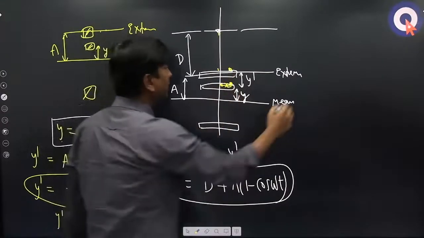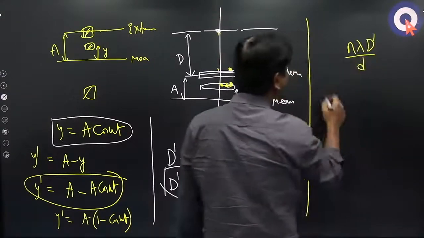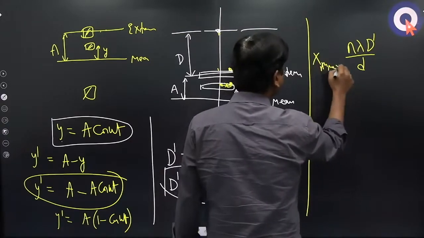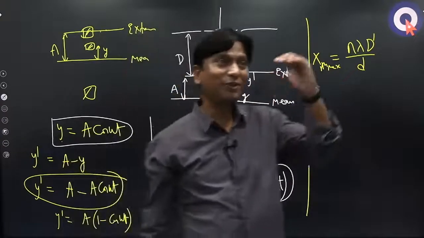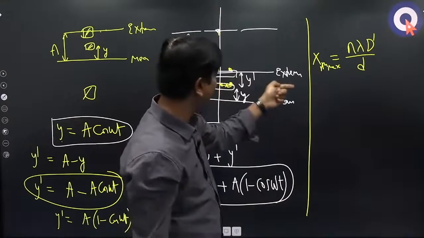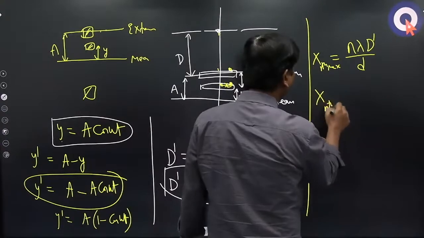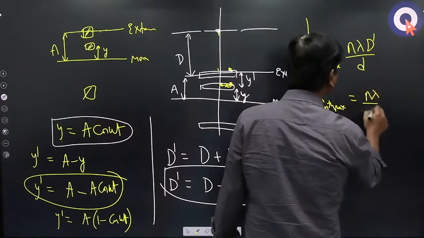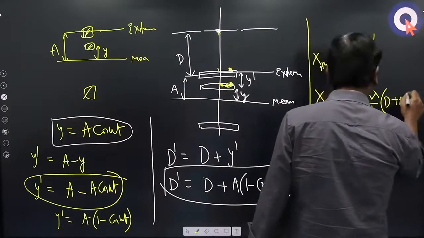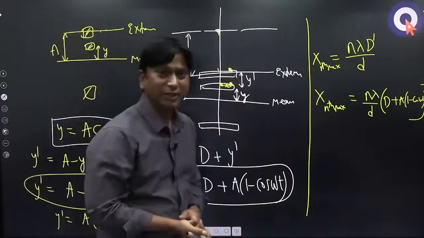Next, x coordinate. You are using the formula n lambda D dash by small d. Generally we used to write y of nth maxima in YDSE. Now because here maximas are in the x direction, this side and this side, we write x of nth maxima. So the x coordinate of nth maxima will be n lambda by small d into D prime, where D prime is D plus A times 1 minus cos of omega t. That is the x coordinate of nth maxima.